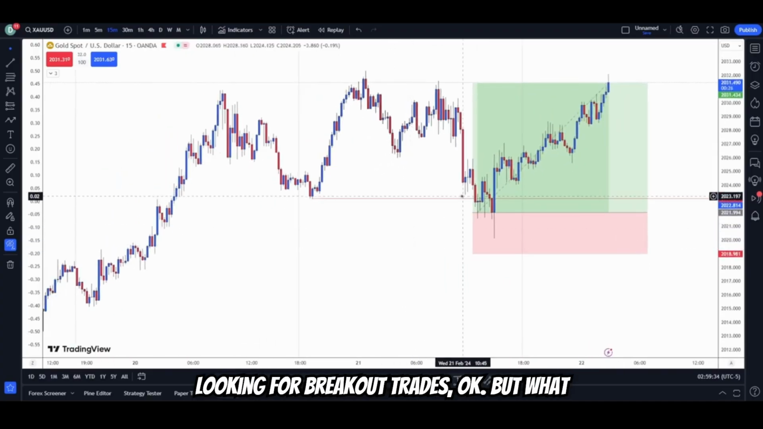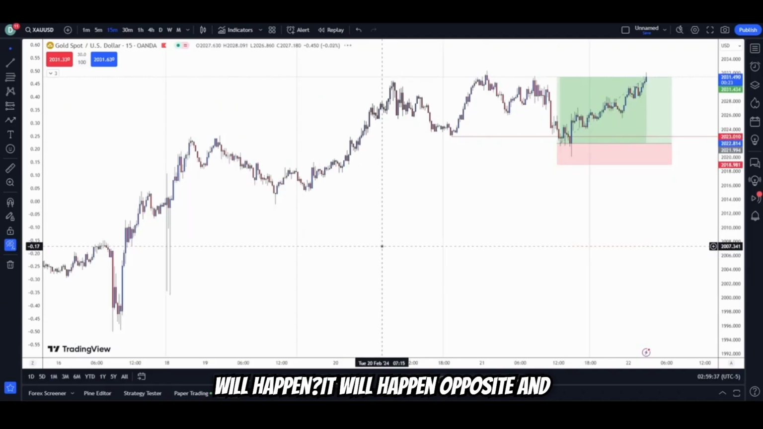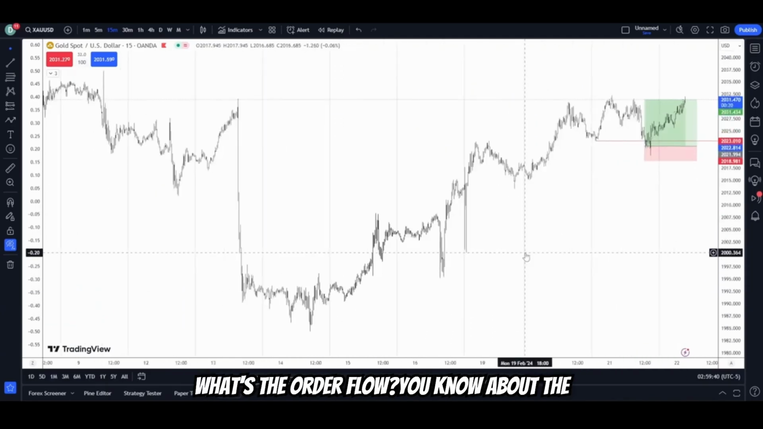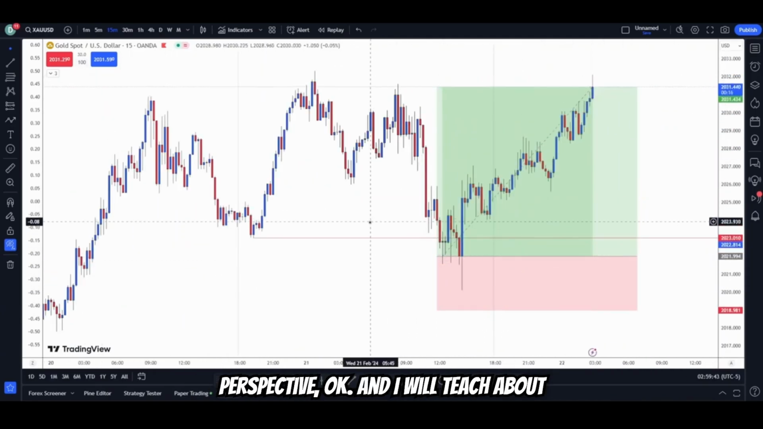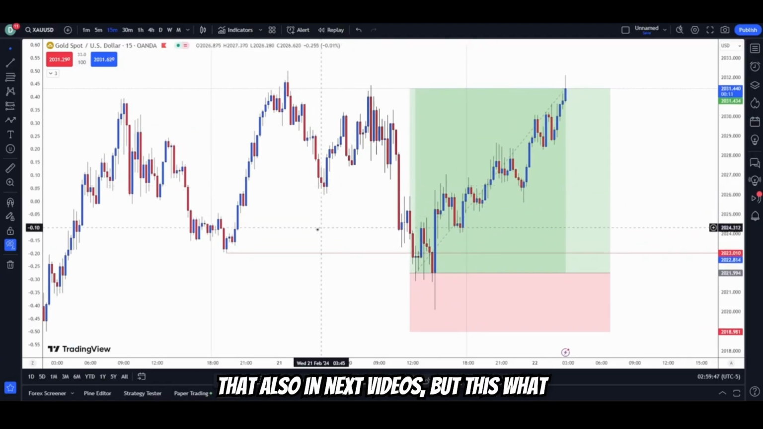Now people will be looking for breakout trades. But what will happen? It will happen opposite, and it will go with the order flow. What's the order flow? You know about the order flow from the higher time frame perspective, and I will teach about that also in next videos. But this is what you have to do.